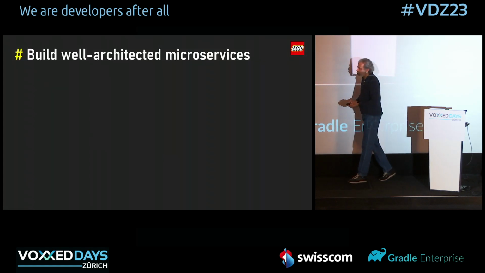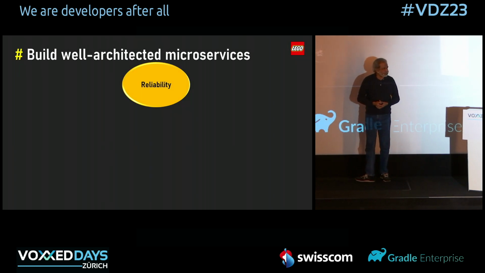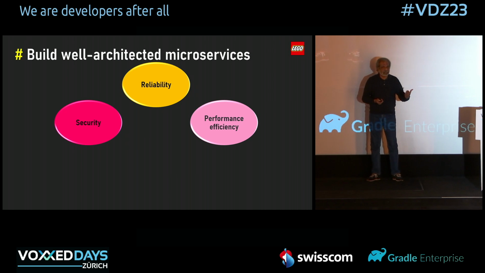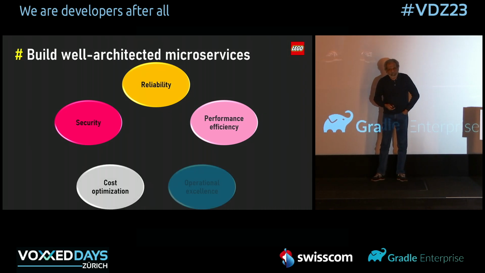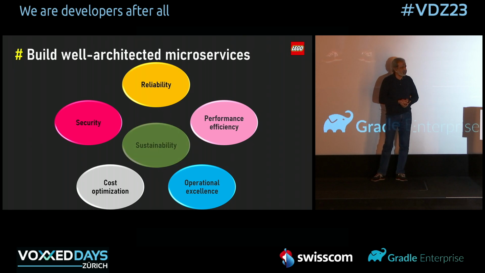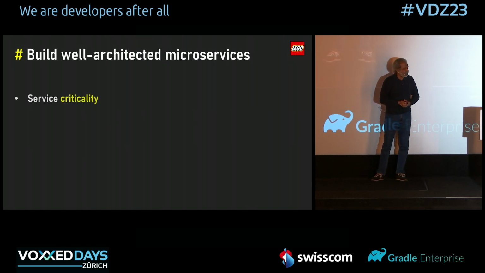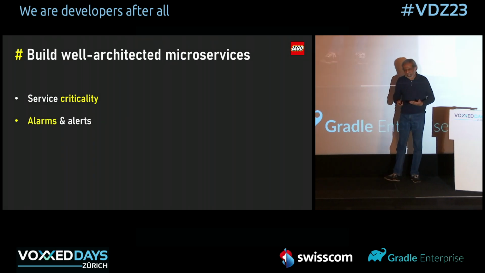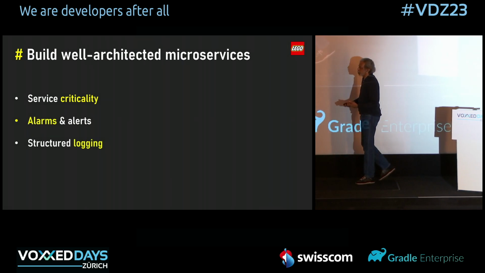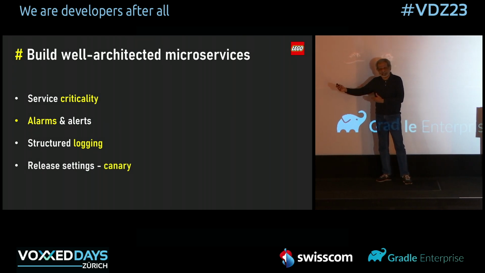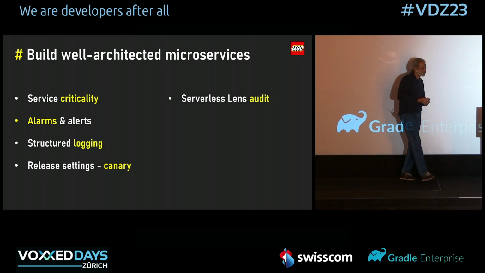Another important learning is building well-architected microservices. Now, the well-architected framework is from AWS, but irrespective of the provider, we can apply the concepts and the processes to everyone. So when I say building well-architected microservices, what I mean is having the alarms, doing structured logging, and doing the observability thinking right from the beginning, not towards the end, and having the security mindset.